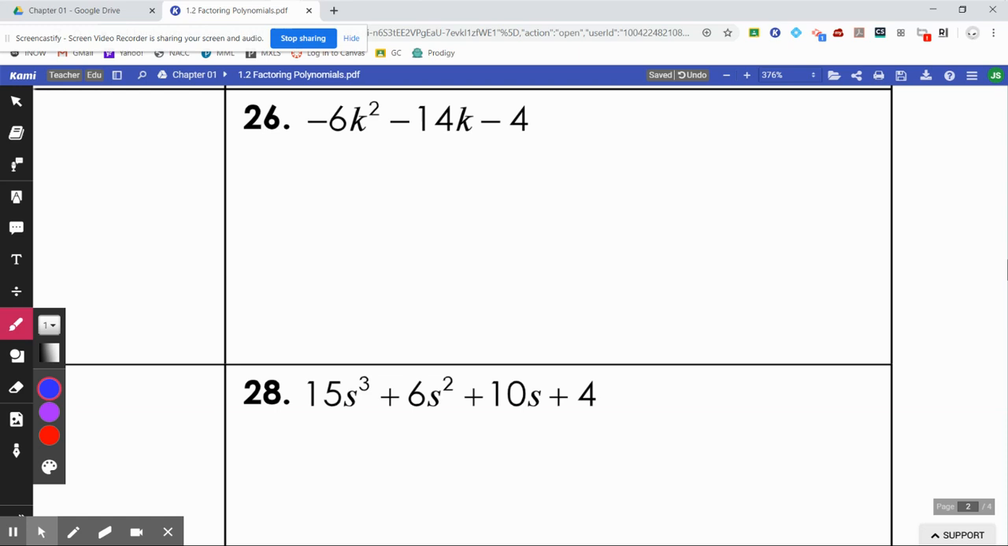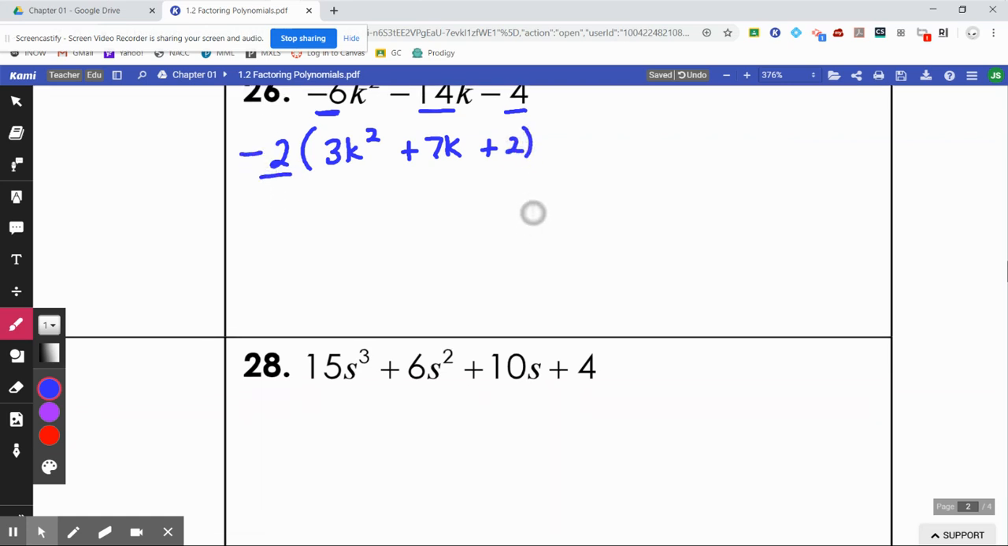26, three terms. Look for any common terms. Let's see, 6, 14, and 4, those are all even. Plus there's a negative in all of them, so let's pull this negative out to make it a little bit cleaner. All three have a 2 in common, so negative 2. That leaves you with 3k squared here, a positive 7k here, and a positive 2 here.